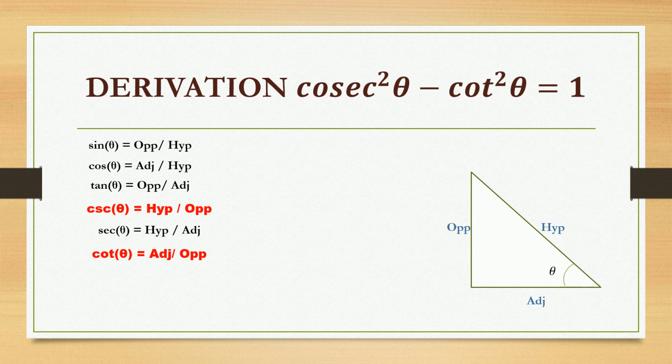The last identity is cosec square theta minus cot square theta is equal to 1. As I told, it is also a conditional identity. Why? Because theta cannot take the value 0. Cosec 0 and cot 0 both are undefined, that we have learnt in the previous lesson. That's why it is also a conditional identity.